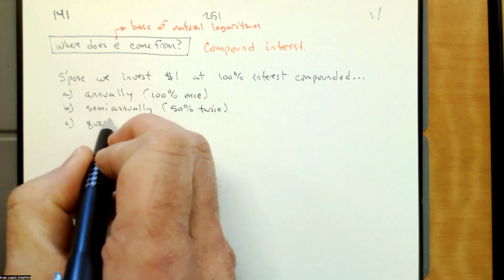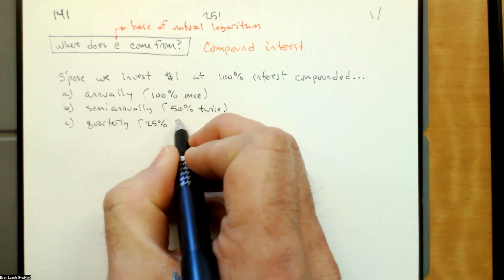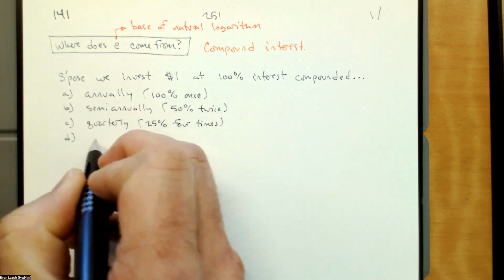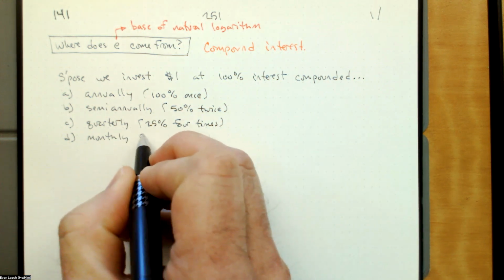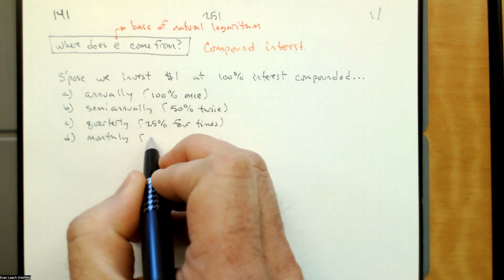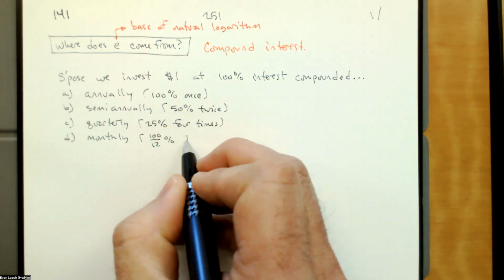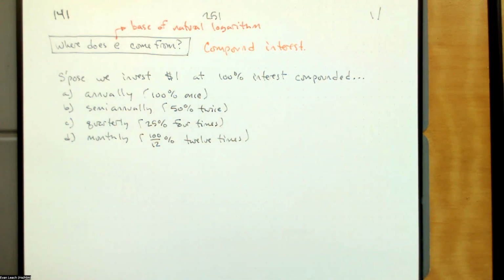Quarterly. 25% 4 times. Monthly. 12%, sorry. 100 doesn't divide by 12, that's fine. 100 over 12. 12 times. I want to see what happens after 1 year.